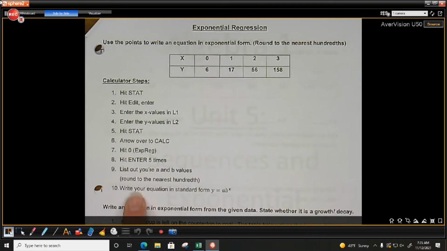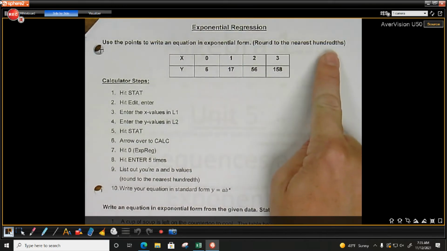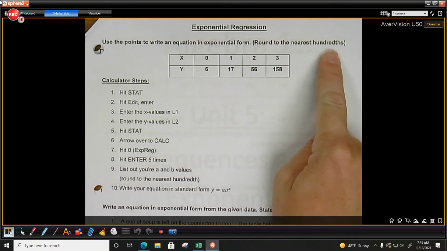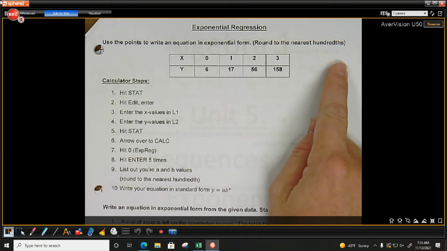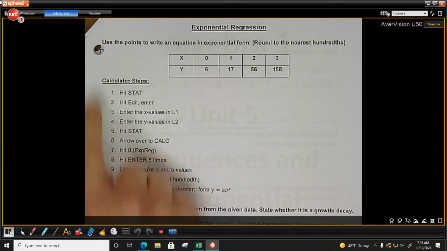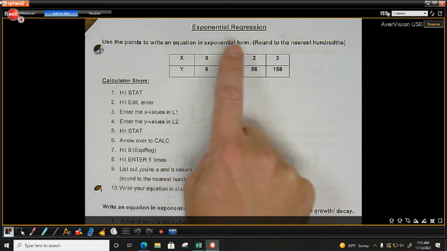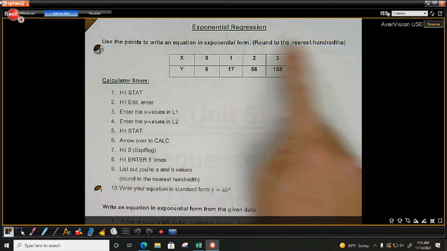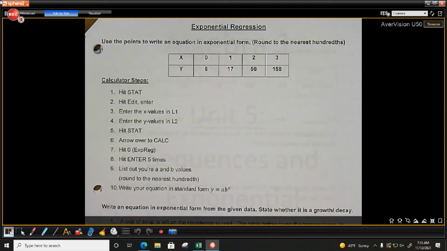The most difficult thing with this, remember, is knowing how to round. Some of us struggle with our rounding abilities. Make sure you pay attention to how it says to round, okay? So it says use the points to write an equation in exponential form, round to the nearest hundredth.